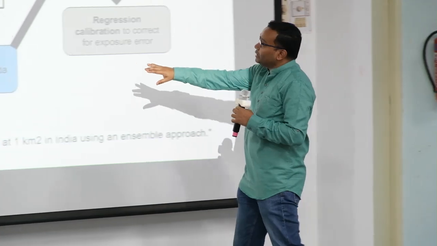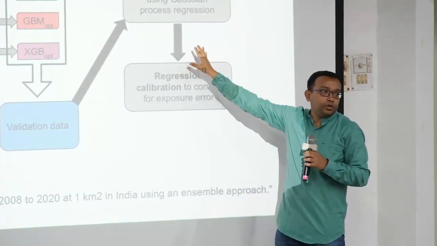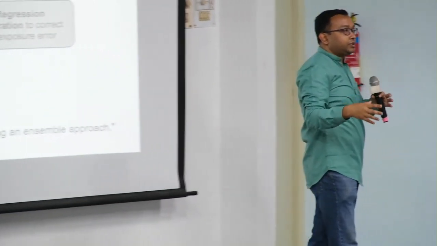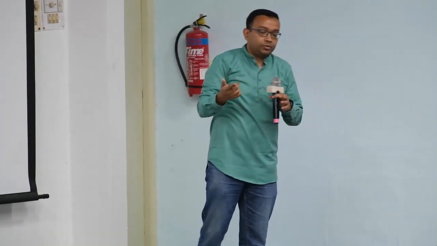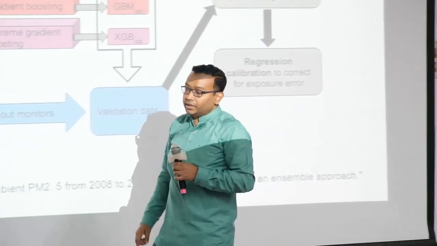So then once that is done, we combine the 4 different predictions using a Gaussian process. So it's like an ensemble. So you average across the different predictions and get a final prediction, one prediction for each grid cell. And there's an additional step of regression calibration, which is for correcting that measurement error.